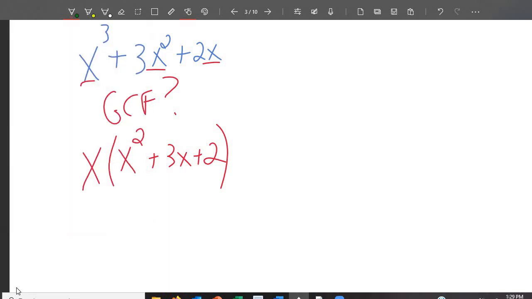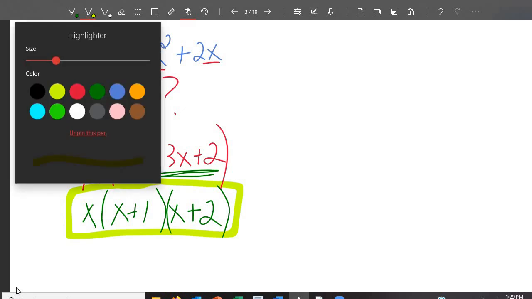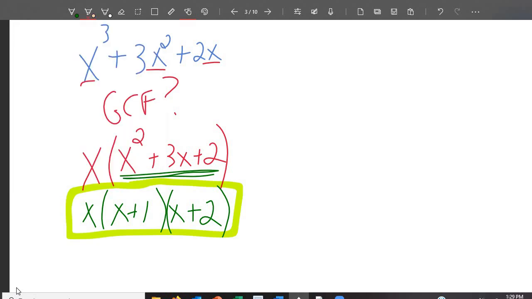Now, I look at this to see if we can factor it. Now, this is a trinomial, so we have to determine, are there any factors of 2 that add up to be 3? And the answer is yes. So we can factor this as x plus 1, x plus 2. This is the final answer. This is factored completely. So we had a GCF we could do first. Then we were able to factor the trinomial.